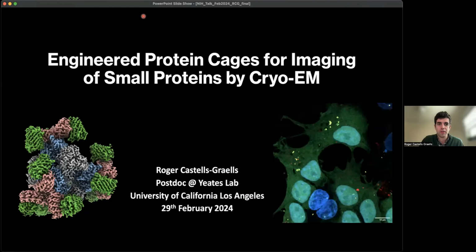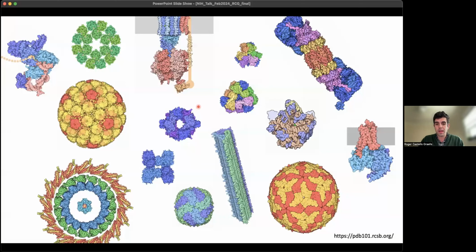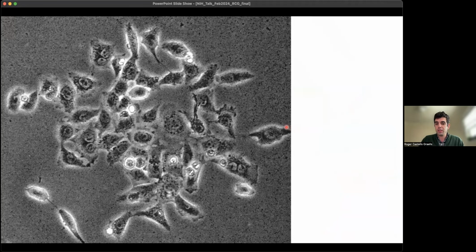I'm going to be talking about how in the Yates lab, we have been working on developing these protein cages to study small proteins by cryo-EM. So cryo-EM is an amazing tool that allows us to study proteins. And proteins are amazing. They have lots of different shapes and sizes. They can form large assemblies, like for example, viruses. They can form fibers. They can also form complexes with nucleic acids. And we can study proteins usually in vitro, but nowadays we can also study them in situ.